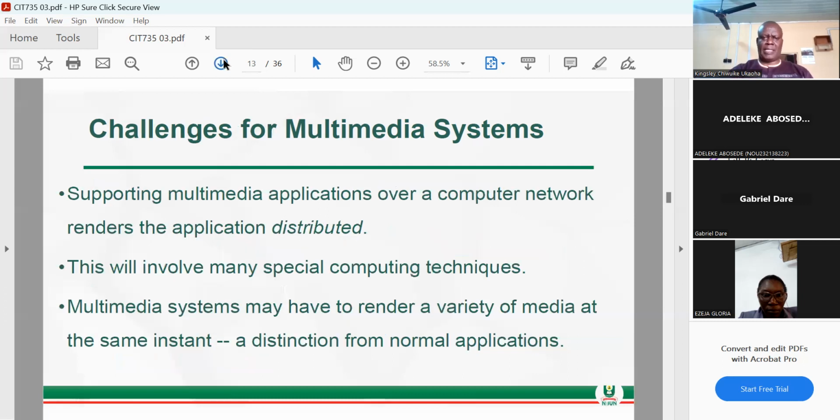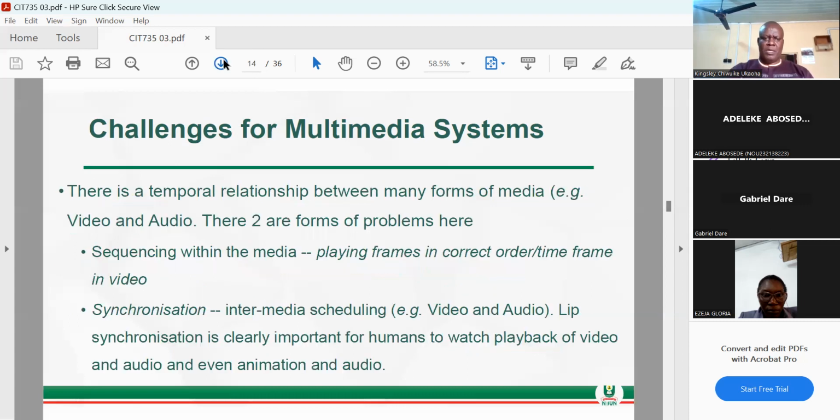Challenges for multimedia systems. Do we have some challenges? Supporting multimedia applications over a computer network can render the application distributed, because it's being sent over different channels. And this will involve many special computing techniques. Multimedia systems may have to render a variety of media at the same instant, which is a distinction from a normal application. And so there is a temporal relationship between many forms of media, for example, video and audio.